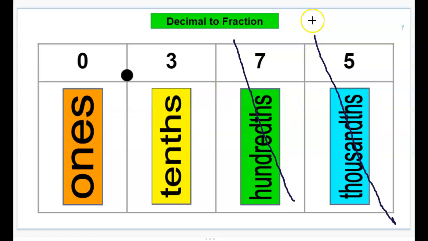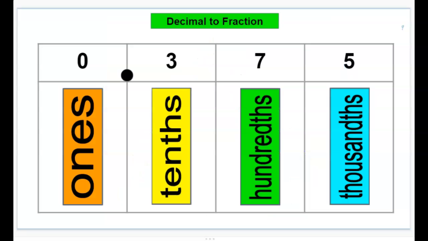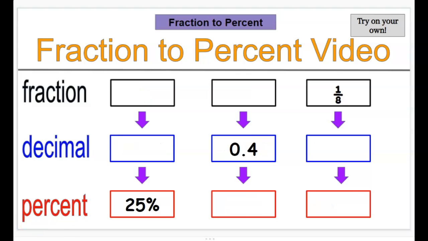Okay, so place value is incredibly important to know and to be able to use, because when we go from a decimal to a fraction, if you notice, it just says read it, then write it, and then simplify. So you have to be able to read a decimal and then write it, because it's going to tell you what the fraction is. So let's do some examples. Just kidding. I gave you the answers, but it's okay.